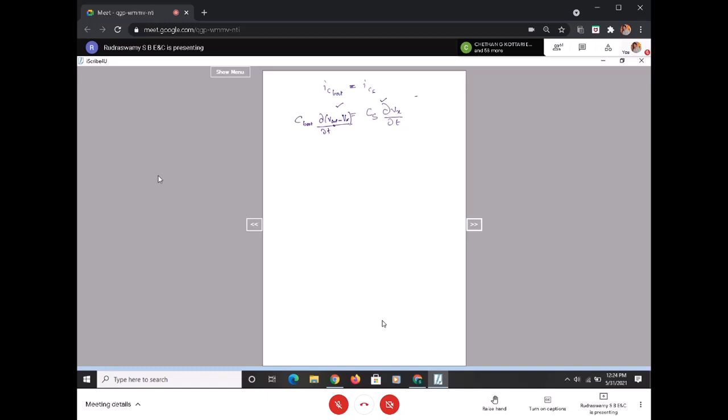So if this is my C boot, this is my V out, and this is my Vx. This is the current that is coming with respect to the C boot, that is from V out to Vx. So that side is a difference of V out minus Vx by dt into C boot. Whereas for CS, this was Vx, this is CS, this is grounded.